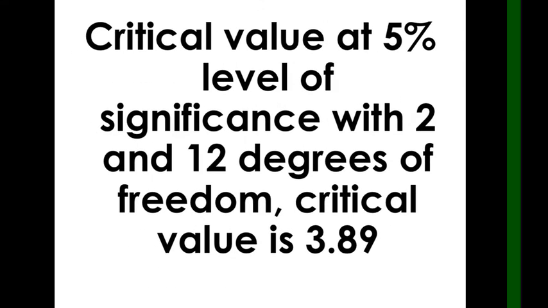Now, the critical value is at 5% level of significance with K minus 1 is equal to 2 and 12 for the degree of freedom, which is N minus K. I already gave you the formula for this, the DFB, right? And DFW. DFB is the numerator, and DFW is the denominator. So the numerator is 2 and the denominator is 12. And the critical value of 5% with 2 and 12 degree of freedom is 3.89.